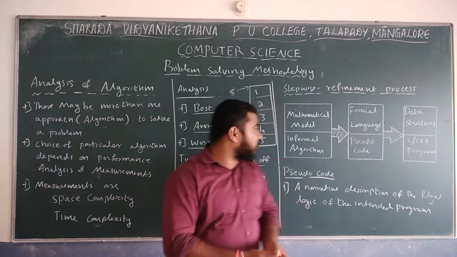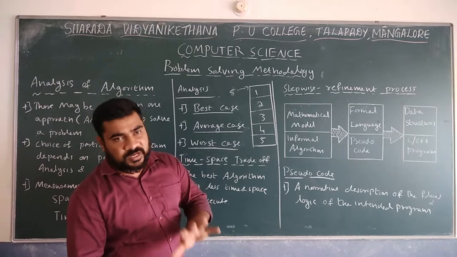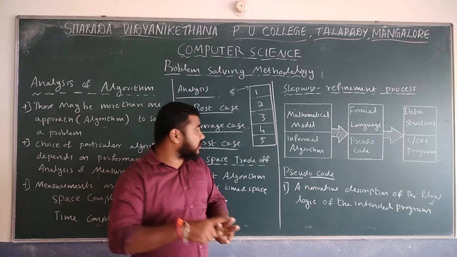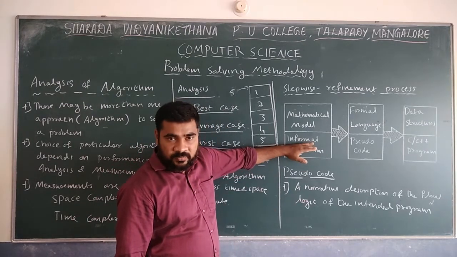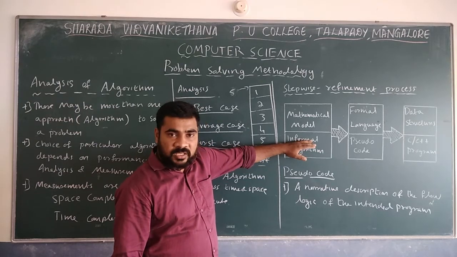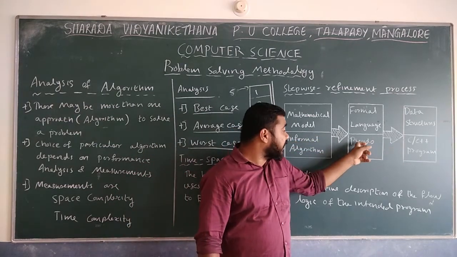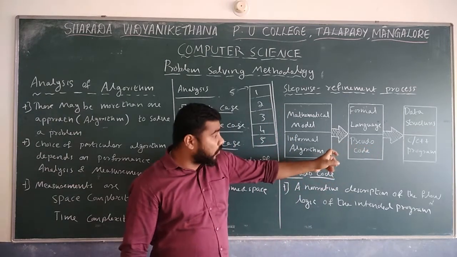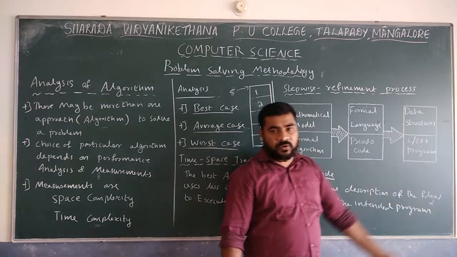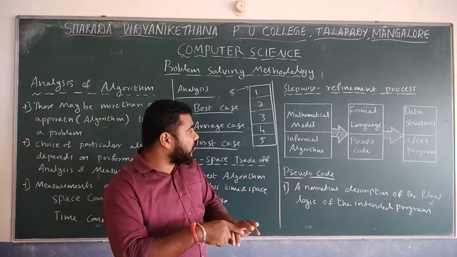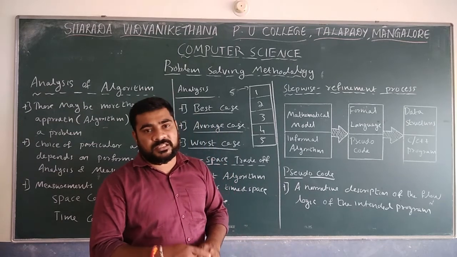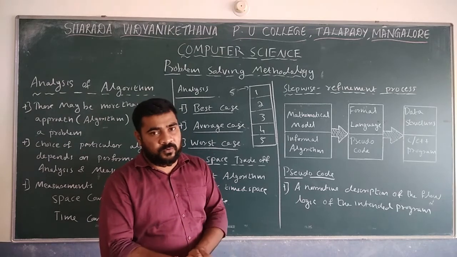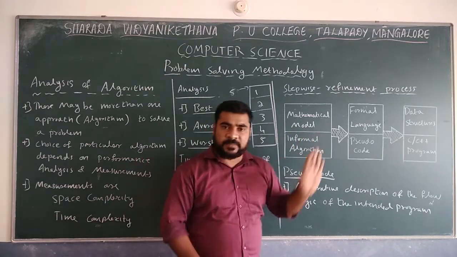The stepwise refinement process mainly uses 3 levels. The first level is known as informal algorithm. The next step is known as pseudocode, P-S-E-U-D-O. After that, we write the C++ program. First informal algorithm, then pseudocode, and finally the program. We can use any kind of programming language to execute. So these 3 steps are enough.